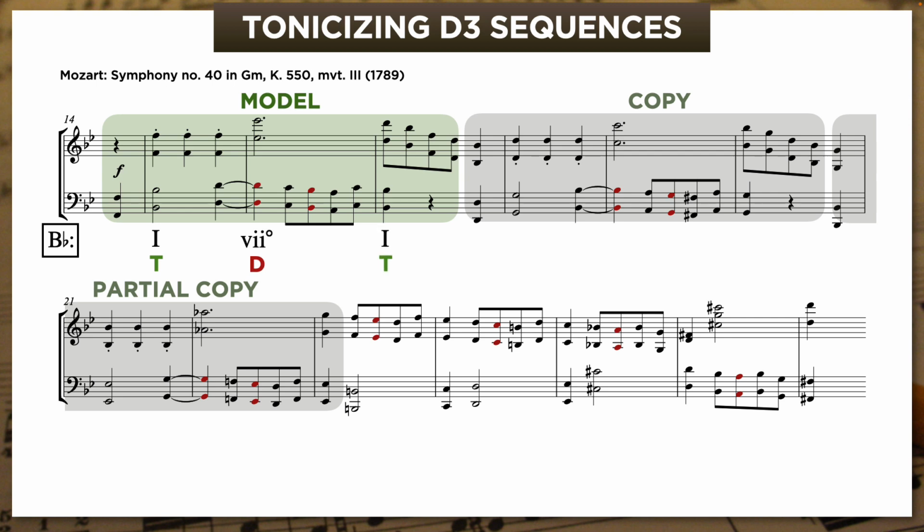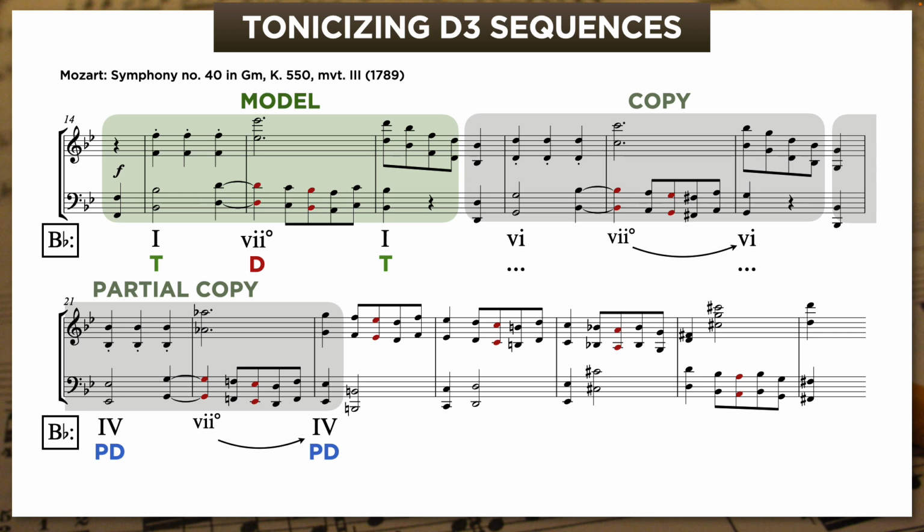So the model has 2 tonics with 7 diminished in between. The first copy has instances of 6 flanking 7 diminished of 6. And then the last partial copy has 4 chords surrounding 7 diminished of 4. What's interesting is that this process of tonicizing chords that fall by third, 1, then 6, then 4, continues even after the sequence breaks.